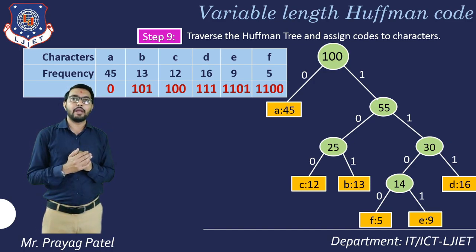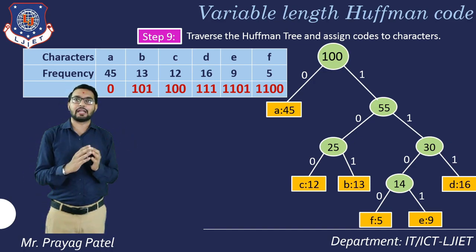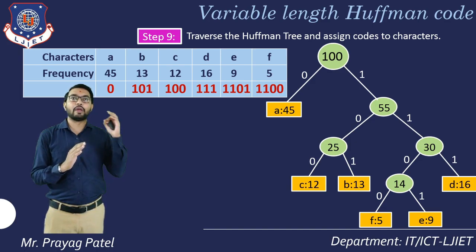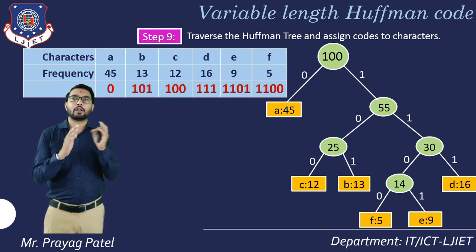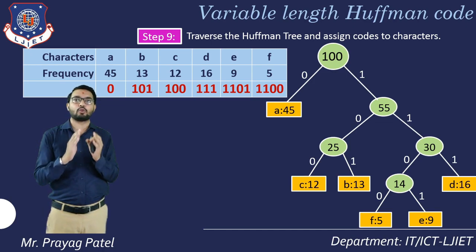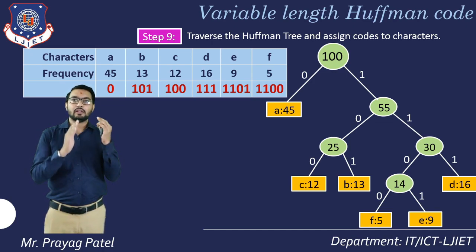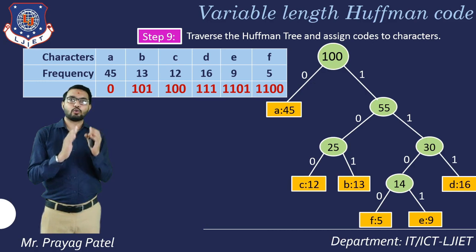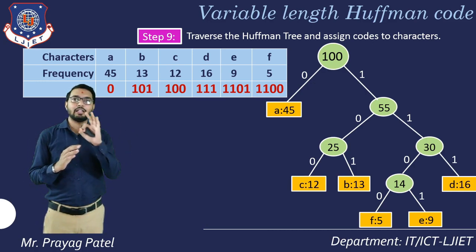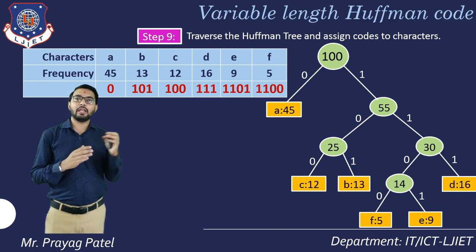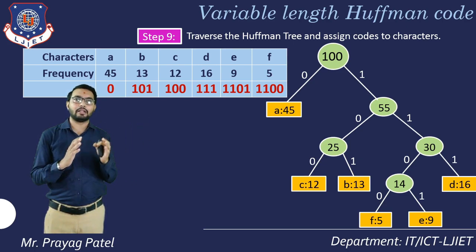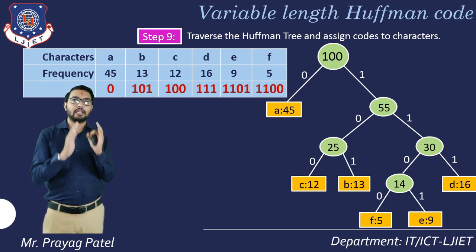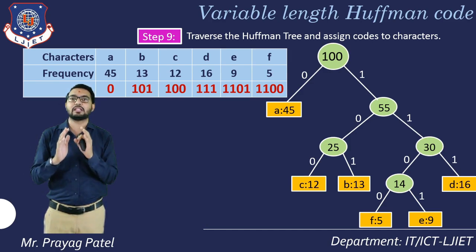So the total number of bits required to store the data is minimum with variable length, because in fixed length, for example, consider the character A. To store the character A requires 3 bits. For character B, it requires 3 bits. For character C, 3 bits. For character F, 3 bits in fixed length, because each and every character has the same length of 3.